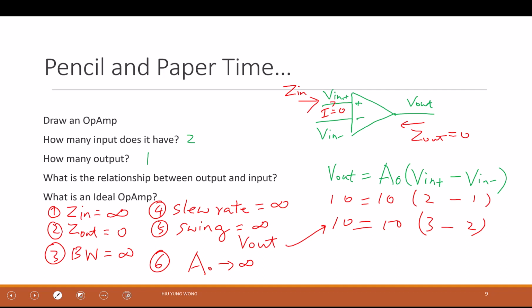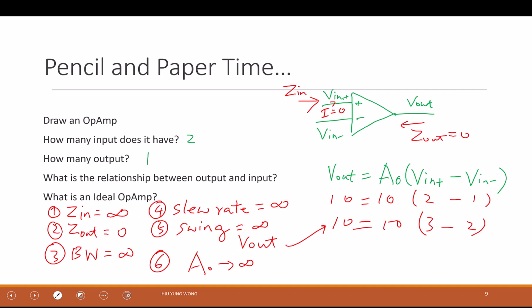So you will see that some people have different definitions or different thoughts in their mind. So when you go to work, better talk to the other person clearly. What do you mean by ideal amplifier when you start discussing, right? Otherwise, after you argue for the whole day, you find that, oh, I was defining A0 equal to infinity, but you are defining that it is finite. Okay, but be aware of this.